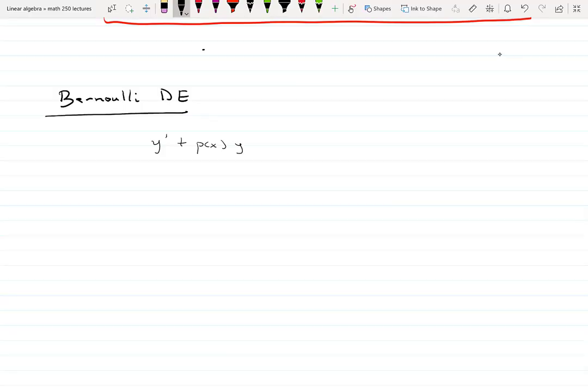So here it is. This is our last type of differential equation. I haven't written the whole thing out yet. I wanted to save that for a second. It's called a Bernoulli differential equation. Bernoulli.